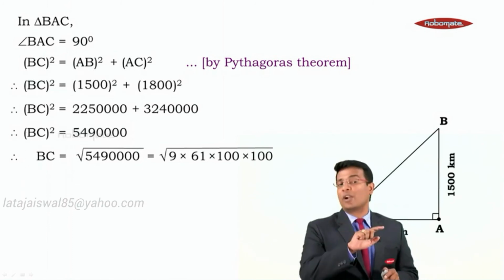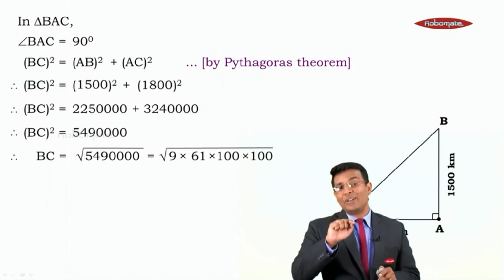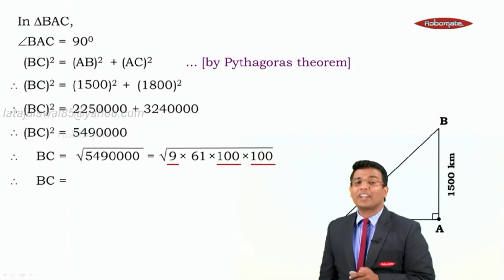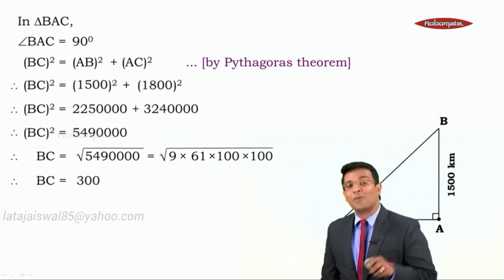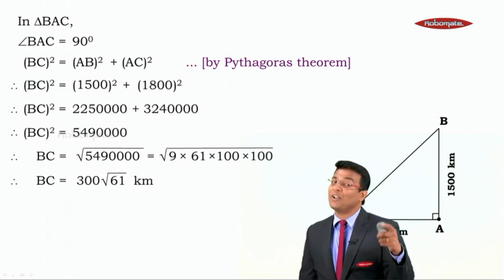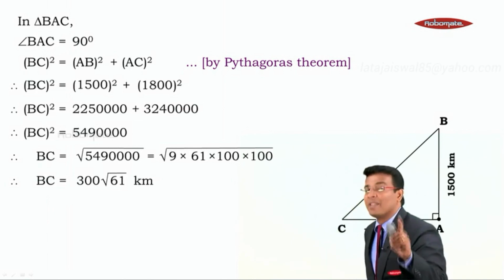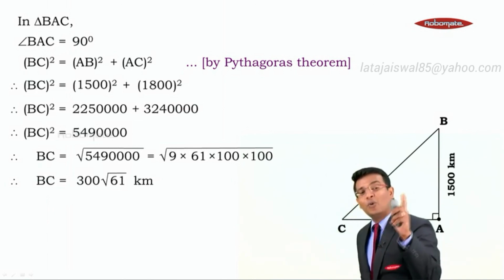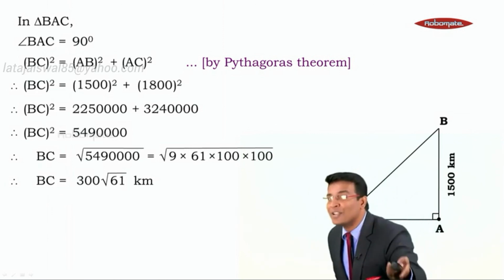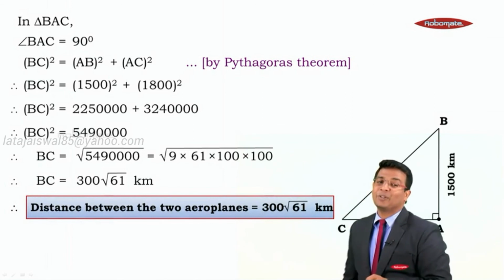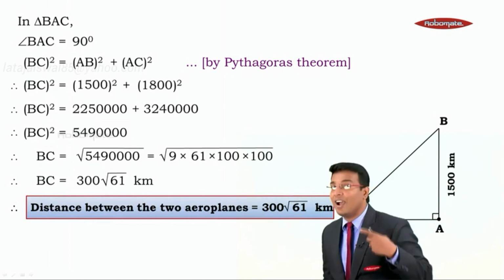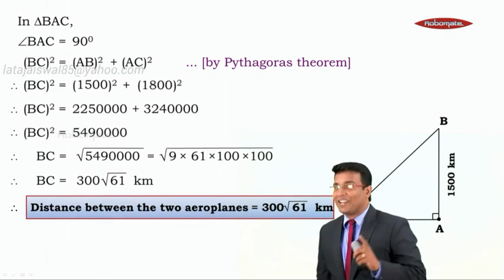And for 100 into 100, the square root would be 100. That means we'll get 3 into 100 outside, which will be 300. So BC is equal to 300, and root of 61 remains as it is. So BC is equal to 300 into root of 61 kilometers. Now, have we got the sum? Yes. So now we know that the two planes are 300 into root of 61 kilometers apart from each other. That is what we write: the distance between the two aeroplanes is equal to 300 into root of 61 kilometers after 1.5 hours. Wasn't that easy? A very interesting sum, right?